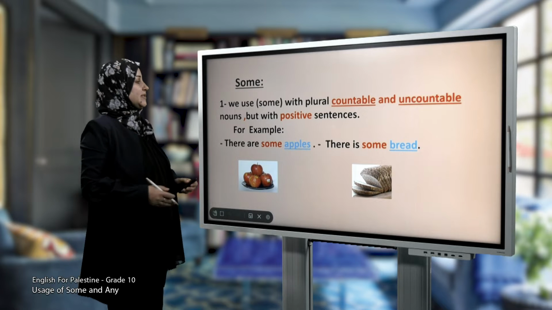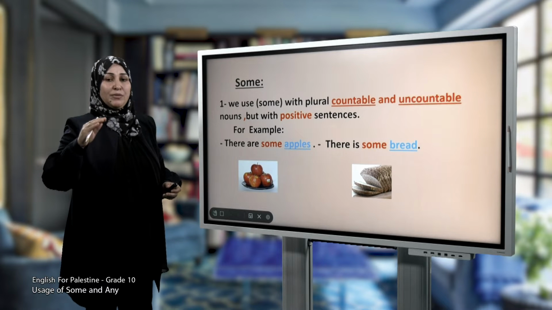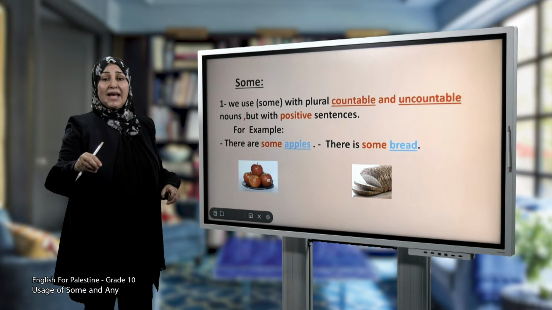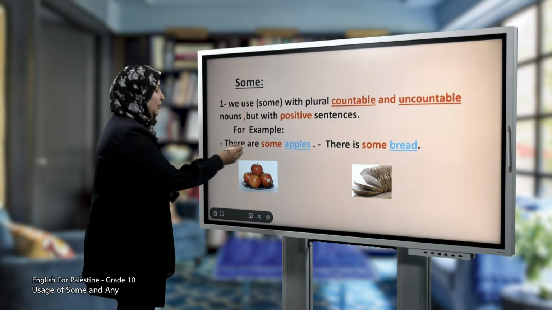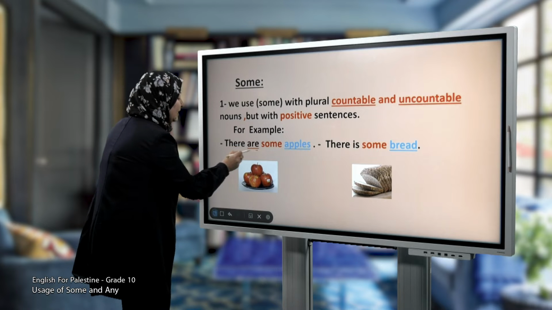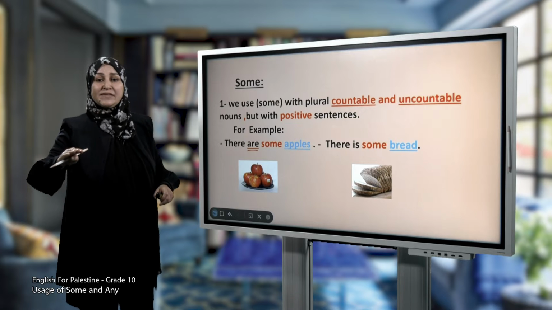Some. We use some with plural countable and uncountable nouns, but with positive sentences. Again, we use some with positive sentences. For example, there are some apples. Here in this picture, we have apples, and the word apples is plural and countable, so we use some. Notice also that the verb are is positive. We don't have not, so it's a positive sentence.